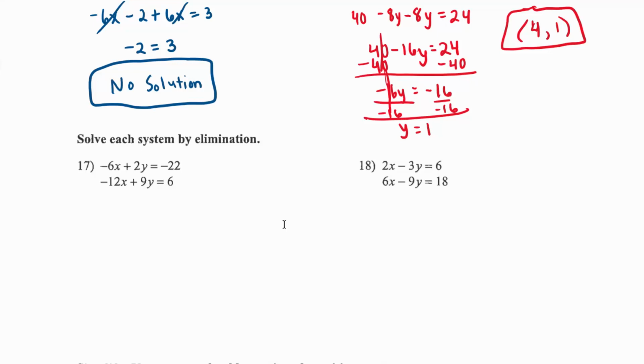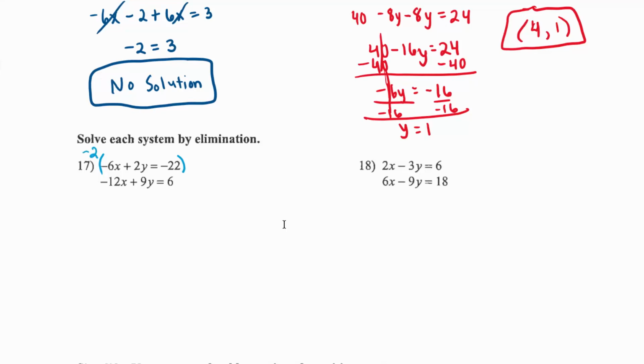But anyway, to use elimination, we want to look at our x's and our y's and say, which of these can I make be the same number in front of that variable? For instance, a negative 6 and a negative 12, I can turn both of those into a 12, because I can take the negative 6 and multiply it by 2, and I'll have 12. But I don't just want it to be the same exact number. I actually want them to be opposite signs from each other. So I want to multiply this first equation by negative 2.